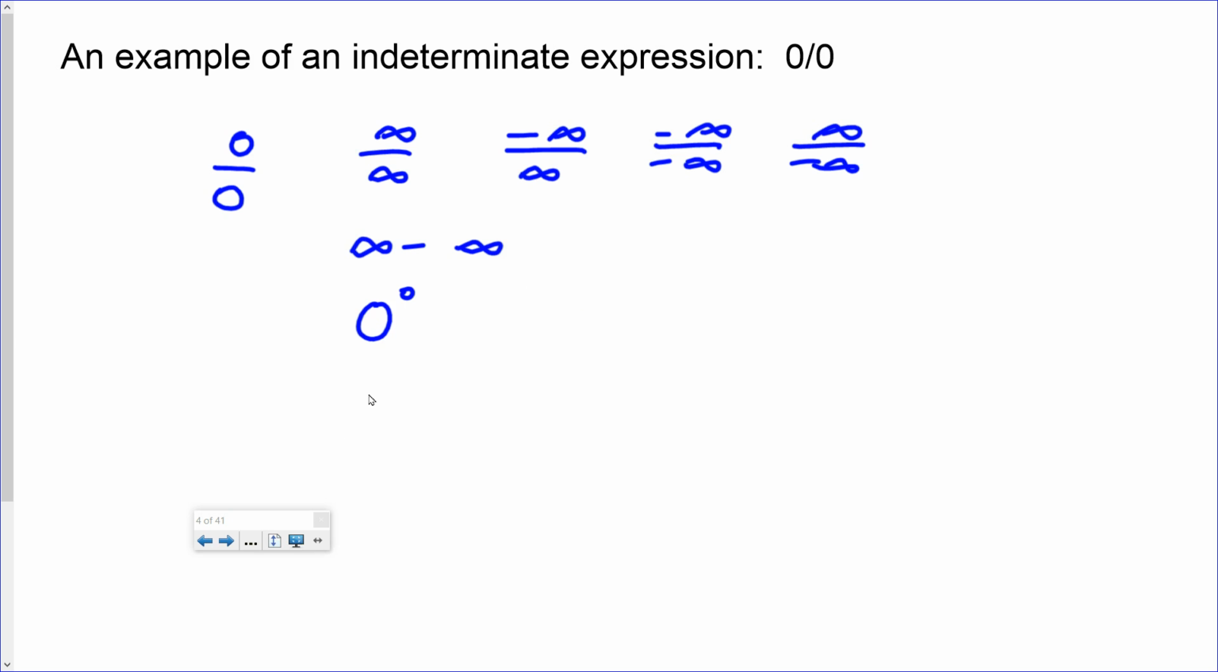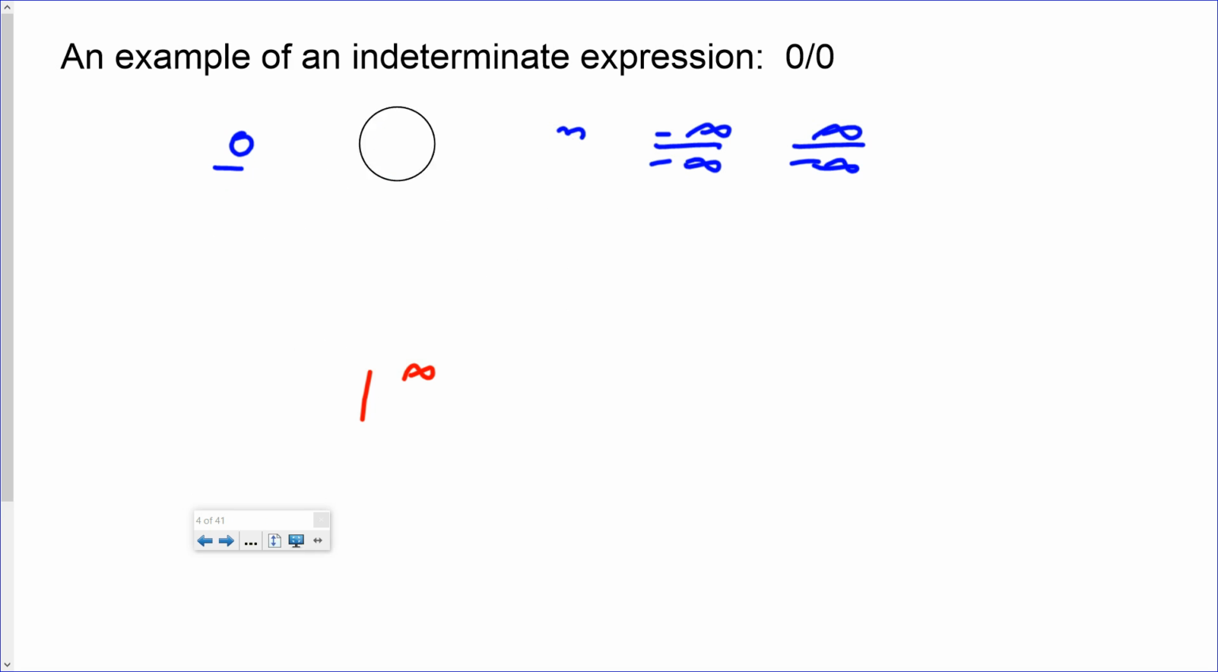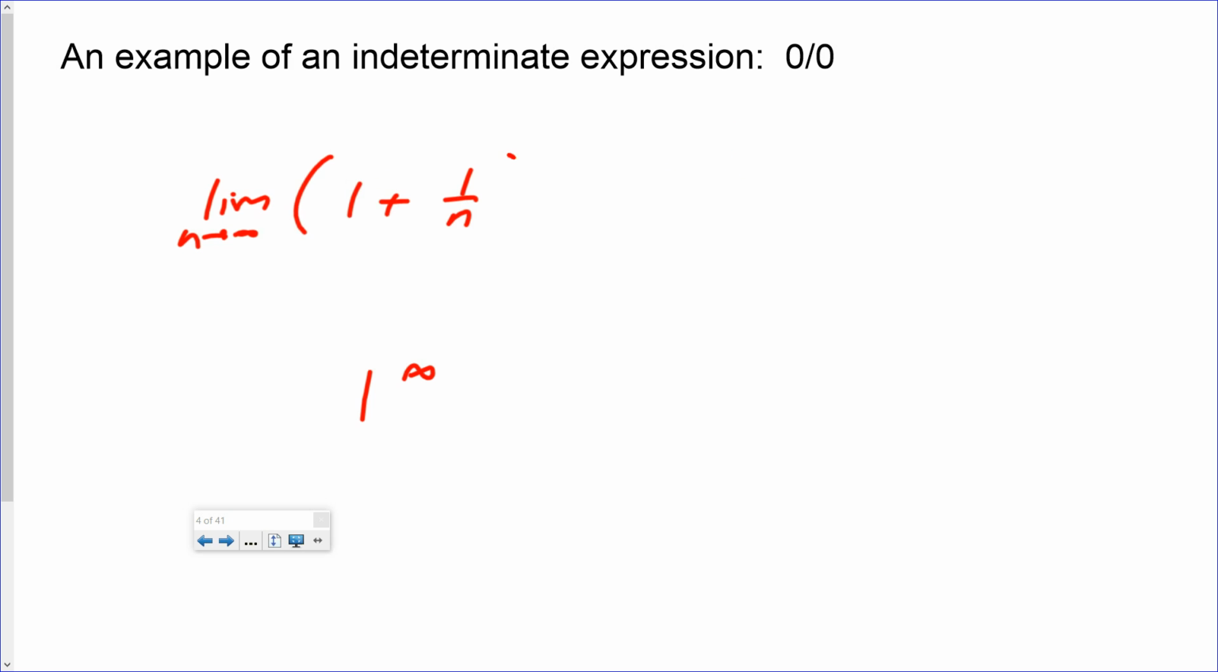Another expression that is indeterminate that students argue with me about is 1 raised to infinity. What do you think that is? 1. But I can show you a limit problem where it's not 1. If I said the limit as n goes to infinity of 1 plus 1 over n raised to the n. Does that look familiar to anyone in here? That's the definition of e. This is equal to e.